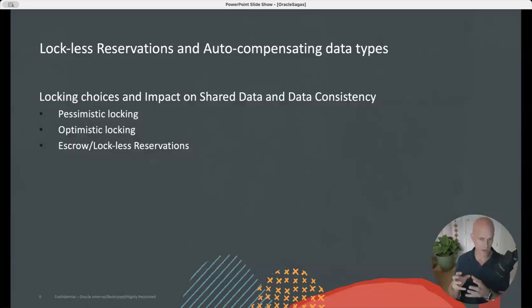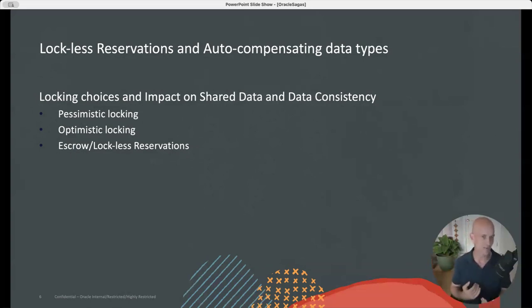The other feature that's new in the database that is taken advantage of by the Saga framework is lockless reservations, and using lockless reservations to provide auto-compensating data types. Now, this is a feature that's actually based on the concept of escrow, which was first conceived in 1985. So many decades ago, around the same time as the Saga, actually before the Saga specification. So it's a well-proven technique, and it's now in the Oracle database.